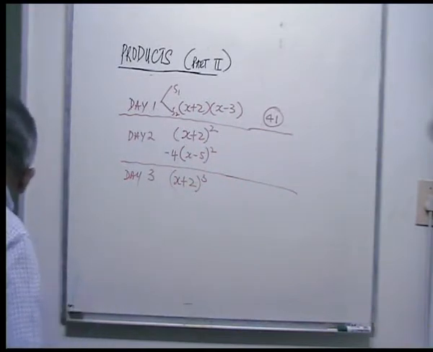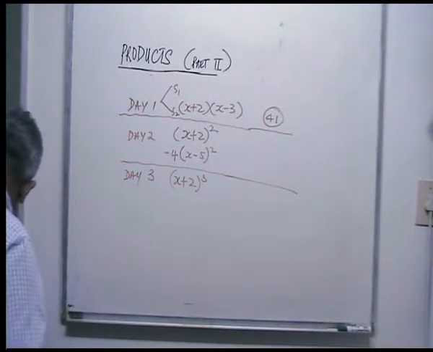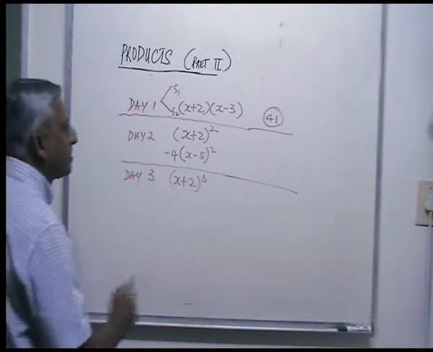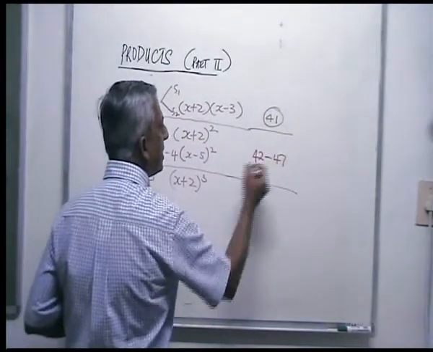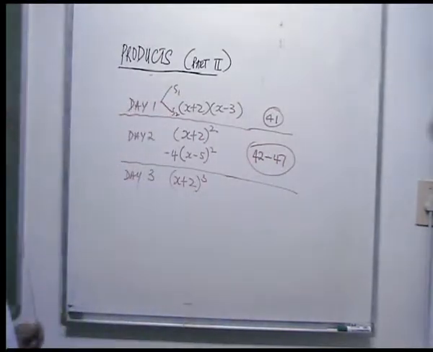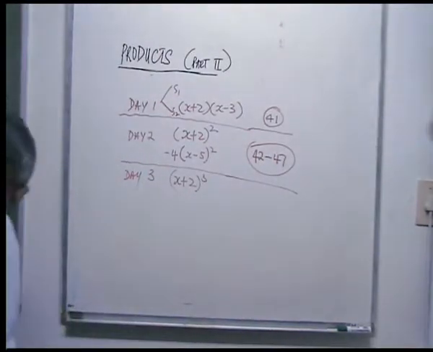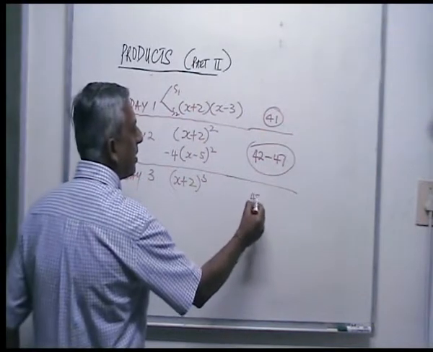Then day 2, you should be learning only how to square binomials. In other words, on day 2, you should be learning from 42 till 47. You should be doing only 42 till 47 on day 2. See? And then on day 3, you should be doing 48 to 53.